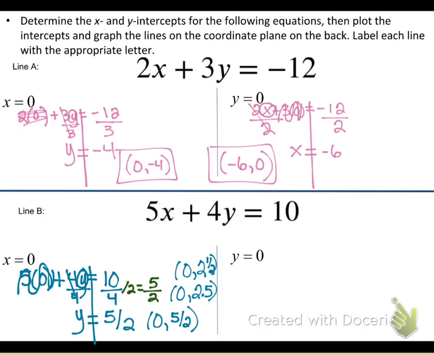All right, let's look at our next slide here. I want to do the decimal one. So what am I gonna do to find the x-intercept here? We're gonna substitute for what? 0. So 5x plus 4 times 0 equals 10.